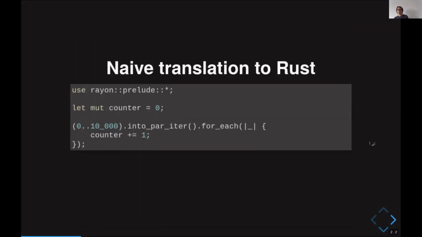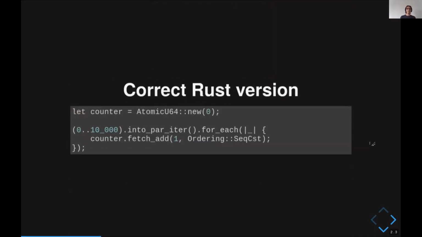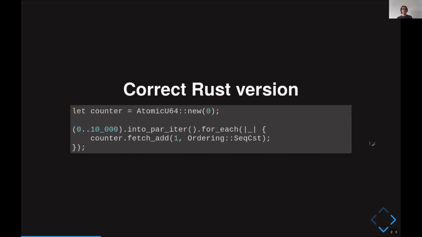So let's try to translate that into Rust natively. We use Rayon for parallel iterators. And if you try to run this code, it will basically not even compile. This is because the borrow checker in Rust makes sure that data races are basically impossible. The correct Rust version can be achieved by using atomics, for example, as seen here.